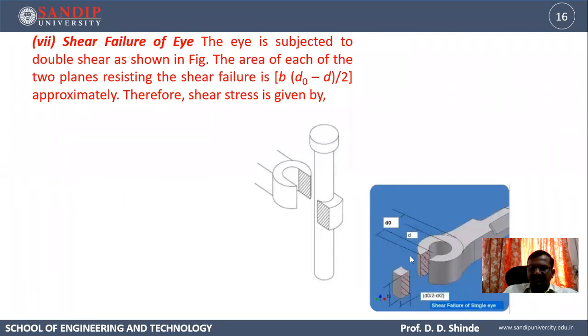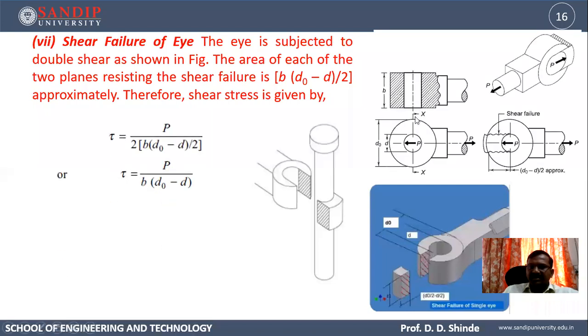So the cross section which you can see in the 3D model also is similar. You can see that this is the cross sectional area. Total is DO outer, this is D. DO minus D will give you the ring type area, and divide by 2 will give it for one side. So that will be the thickness, and height of that is B. So DO minus D divide by 2 into B, and this is subjected to double shear, so multiplied by 2. So this is the shear failure of the eye.